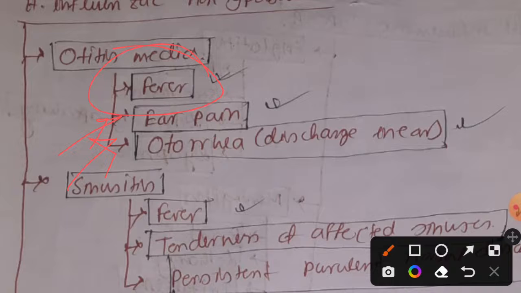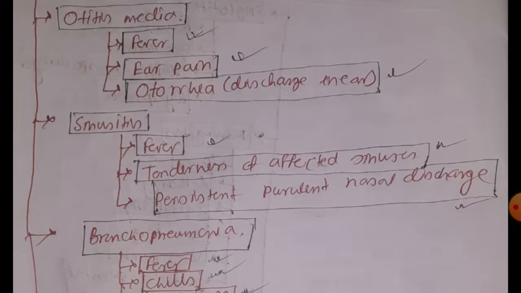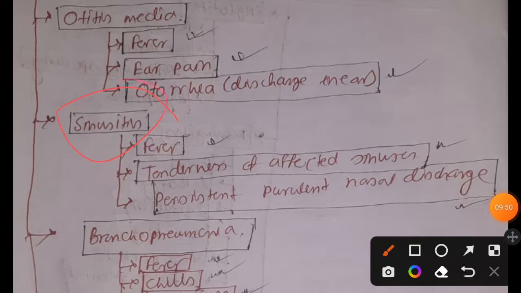You get fever along with ear pain and otorrhea, which is a condition where you get discharge in the ear. Now sinusitis: we have also discussed that this kind of Haemophilus influenzae can travel to the paranasal sinuses and cause sinusitis. Here you can observe fever, tenderness in the affected sinus, along with persistent purulent nasal discharge. So that is about sinusitis.